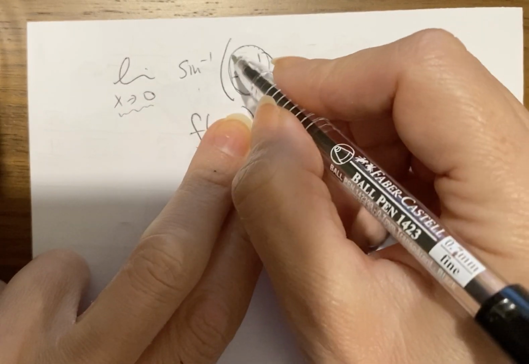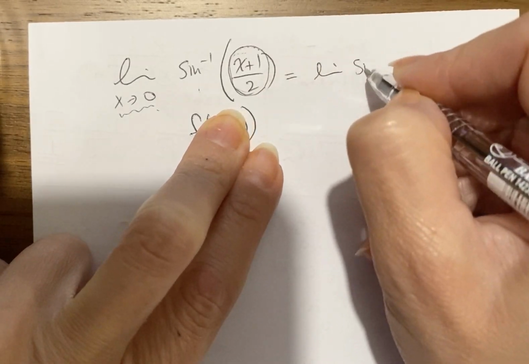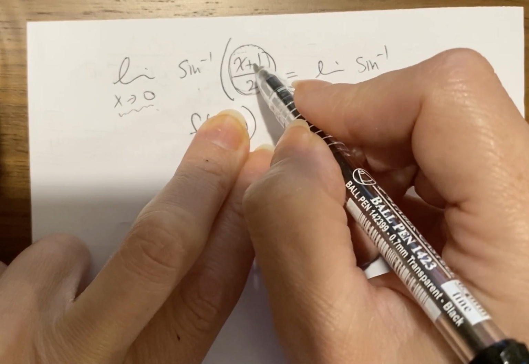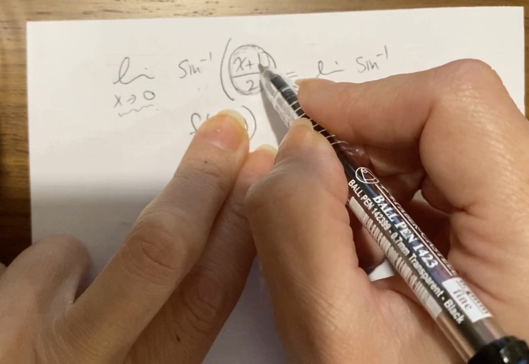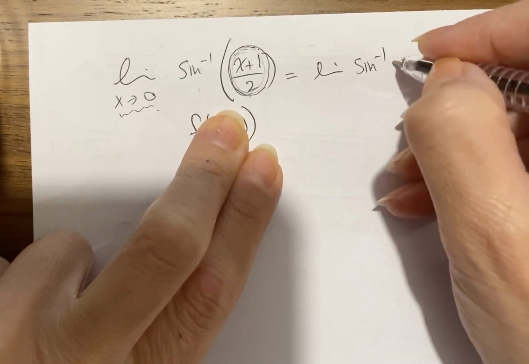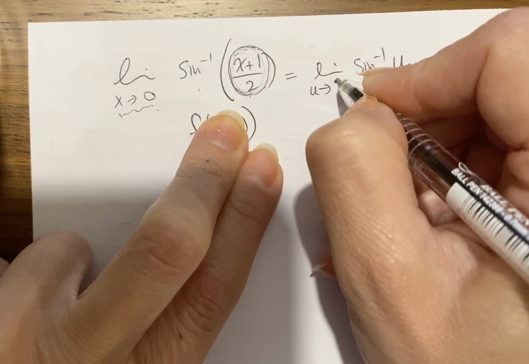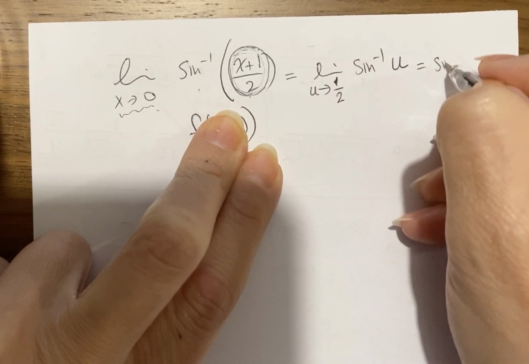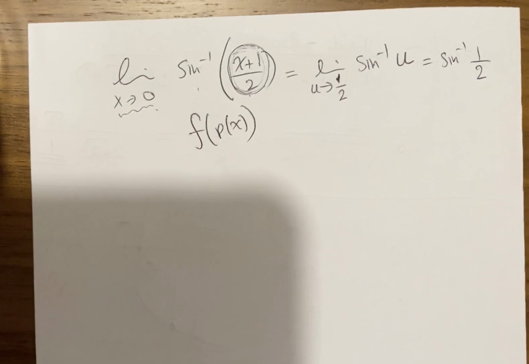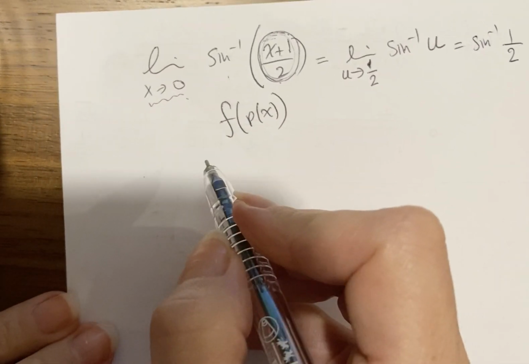What's the limit of the inside function at 0? It's 0 plus 1, over 2, so 1 over 2. So it's as if I'm getting the limit of sine inverse of u, but now u is approaching 1 over 2. So it's as if we have sine inverse of half. You do two layers. It's exactly the same as when you are trying to find the value.